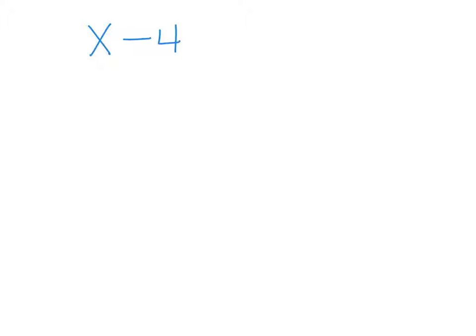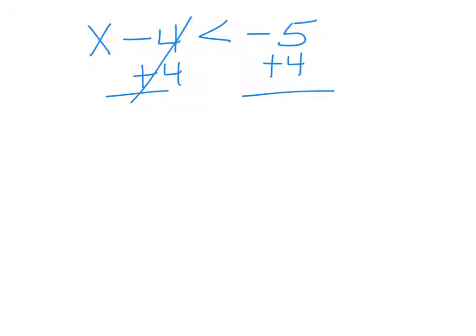x minus 4 is less than negative 5. You solve it exactly the same way you solve the one-step problems in chapter 1. I've got to get rid of the 4. I'm going to add 4 to both sides. Again, I am showing my work. This cancels out. x minus 0 is x, is less than negative 5 plus 4, which is negative 1.